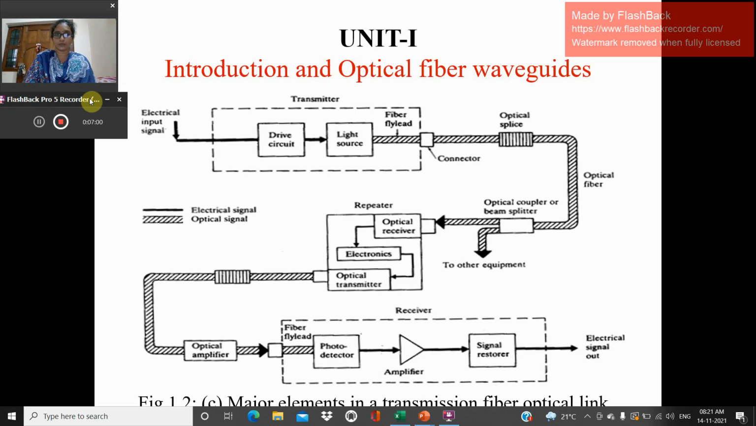We give an electrical signal as input and get an electrical signal as output. The entire operation is performed in three blocks: transmitter, repeater, and receiver. These are the three blocks involved in the transmission fiber optical link. The electrical signal is converted into an optical signal, the optical signal is processed in the repeater, and the repeater output is passed to the receiver section, where we get the same electrical signal as output.